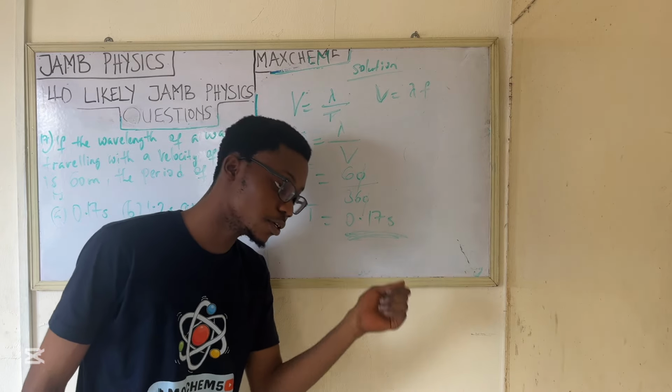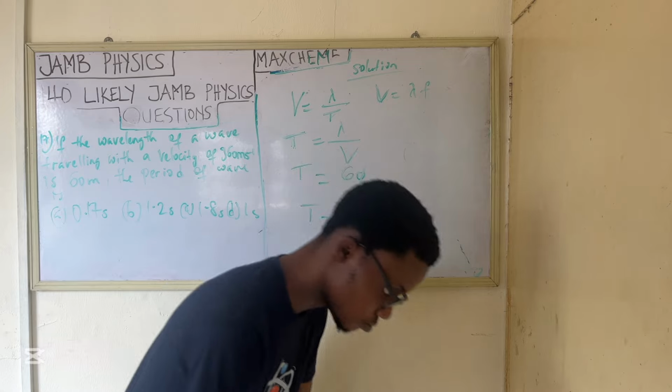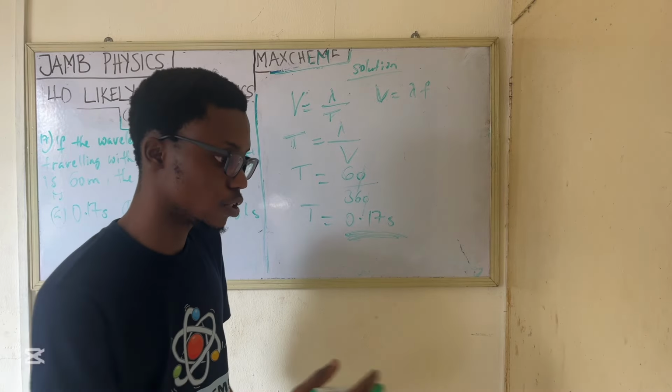If you have to get the frequency from here, what will you do? 1 over period, that is 1 over 0.17. Then you write your frequency. So just know the relationship.